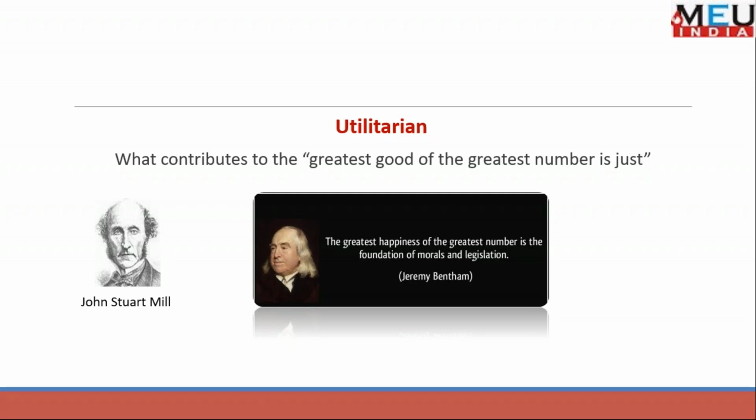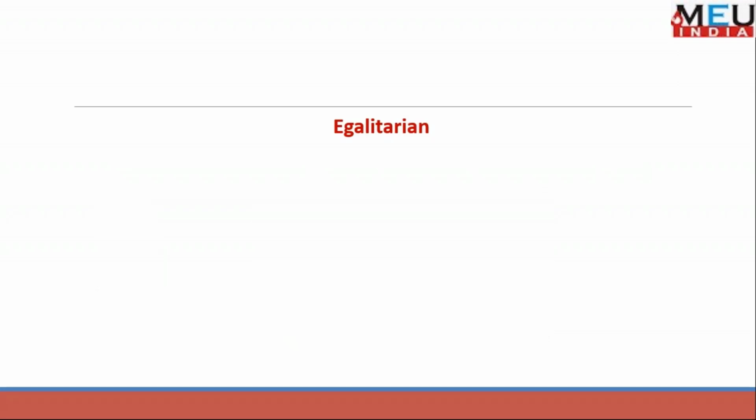So one of the prime examples of this is vaccination. Vaccination is given for all children, irrespective of whatever their background is. But in the process, remember, there may be a few that can have the side effects of vaccination. But the principle is greatest good of the greatest number is just. So this is the utilitarian principle.